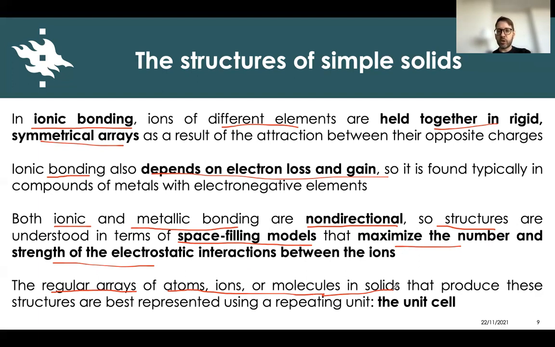So now, all the structures that are based on a regular distribution of atoms, ions, or molecules along the 3 dimensions, these regular arrays are usually best represented based on a repeating unit, or the smallest repeating unit that can be used to describe the structure of the material along the 3 dimensions, only based on translation movement or translation operations.